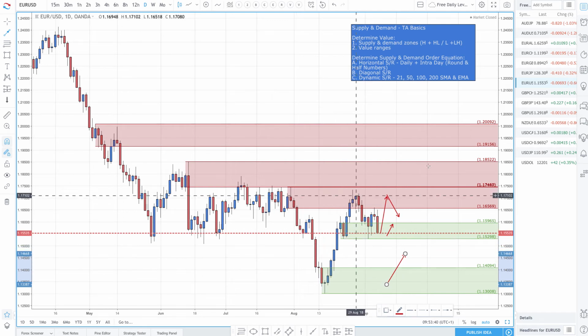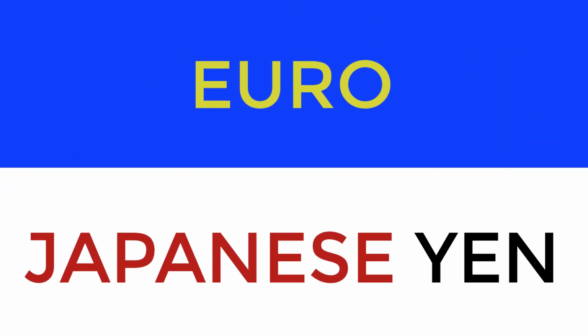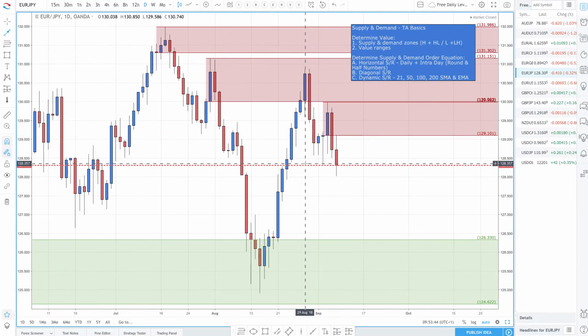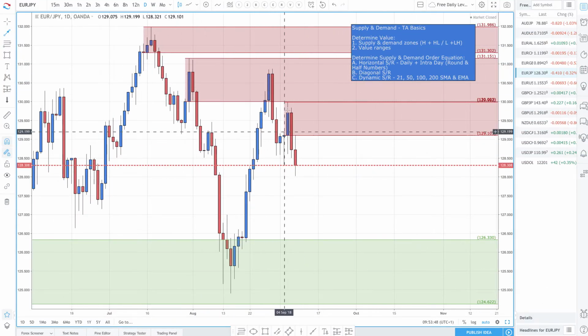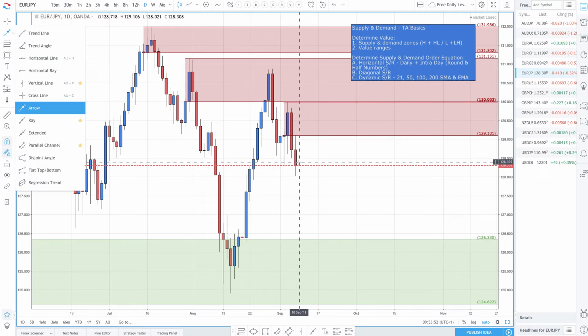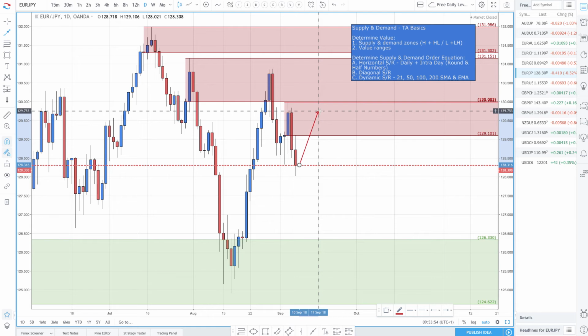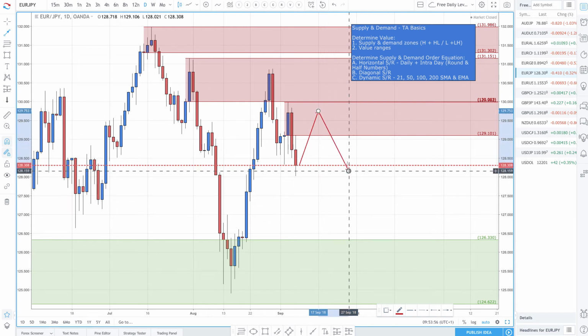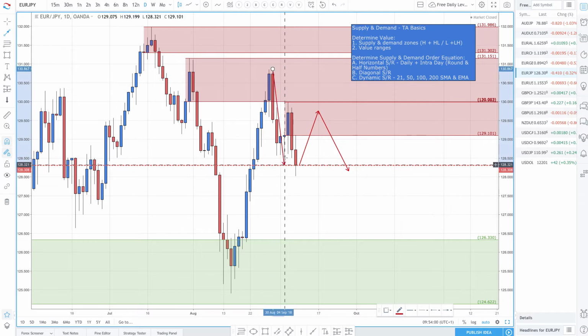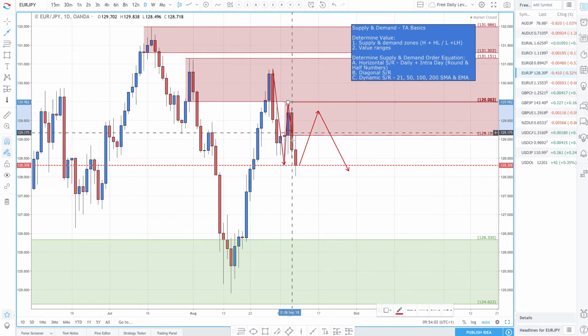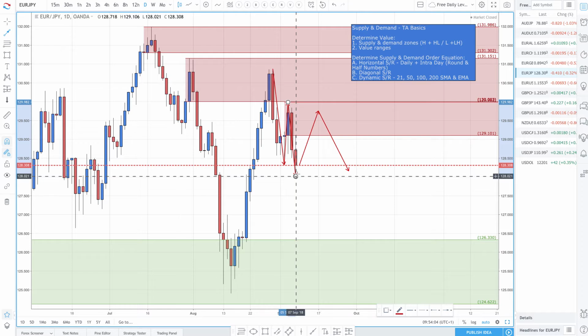That's pretty much it on the euro dollar. Euro yen. So the euro yen, last week we came up into this zone here, and now we've created lower highs and lower lows. So what you want to do potentially is wait for prices to come up into this area before looking to get short, because we could be at the beginnings of a potential downtrend, right?